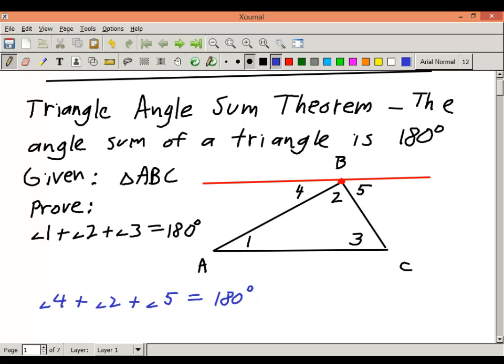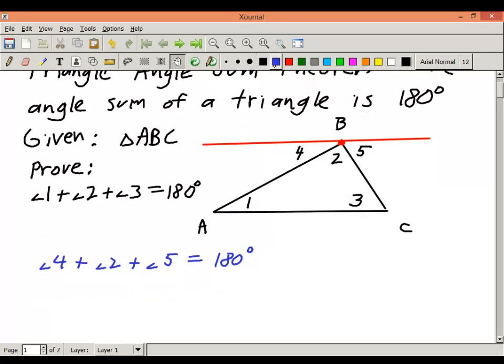And then also notice in the figure that angle 1 is congruent to angle, I'm going to write this off on the side, angle 1 is equal to angle 4, because if 2 parallel lines are cut by a transversal, then alternate interior angles are congruent. You see angles 1 and 4 are alternate interior angles, because when we drew this auxiliary line, those lines are parallel, and then AB is a transversal.